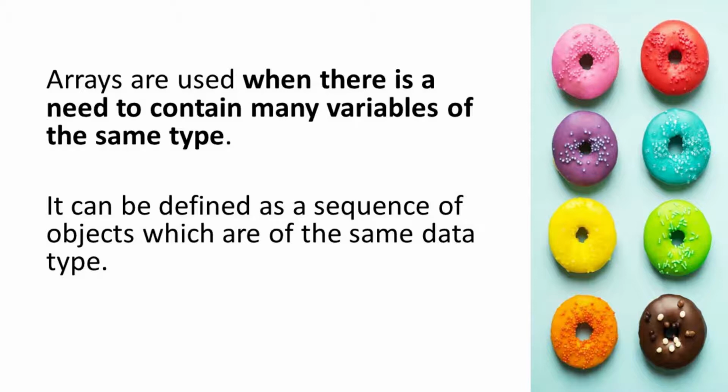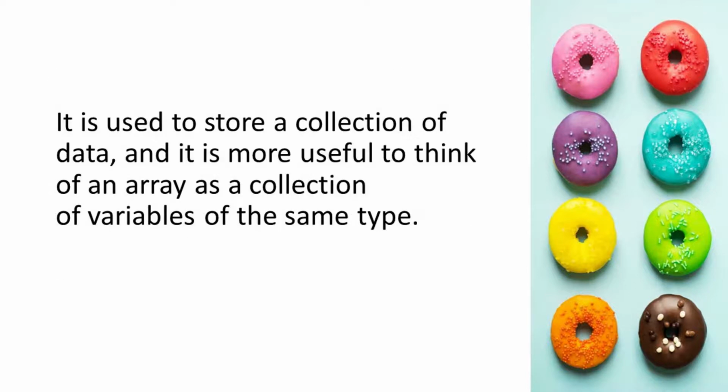Arrays are used when there is a need to contain many variables of the same type. An array can be defined as a sequence of objects which are of the same data type. It is also used to store a collection of data, and it's more useful to think of an array as a collection of variables of the same type.